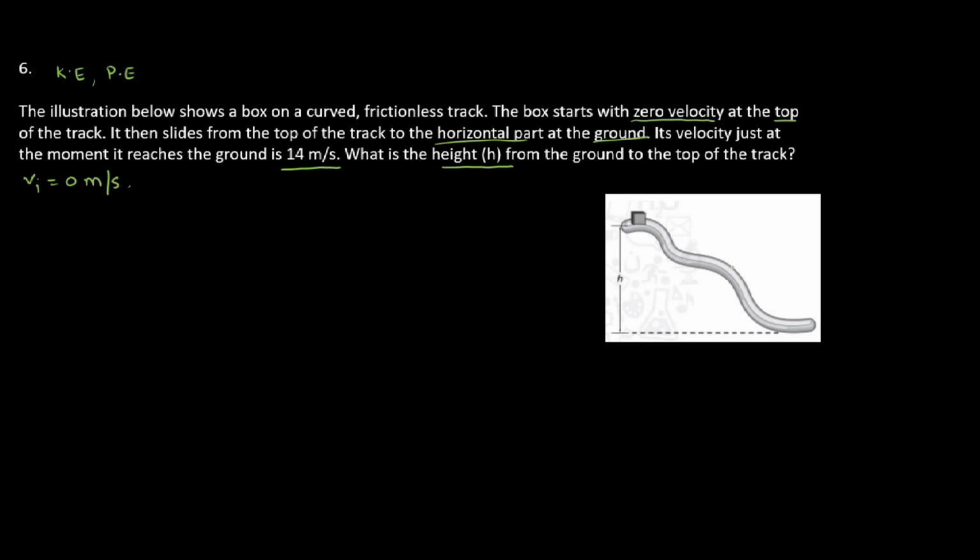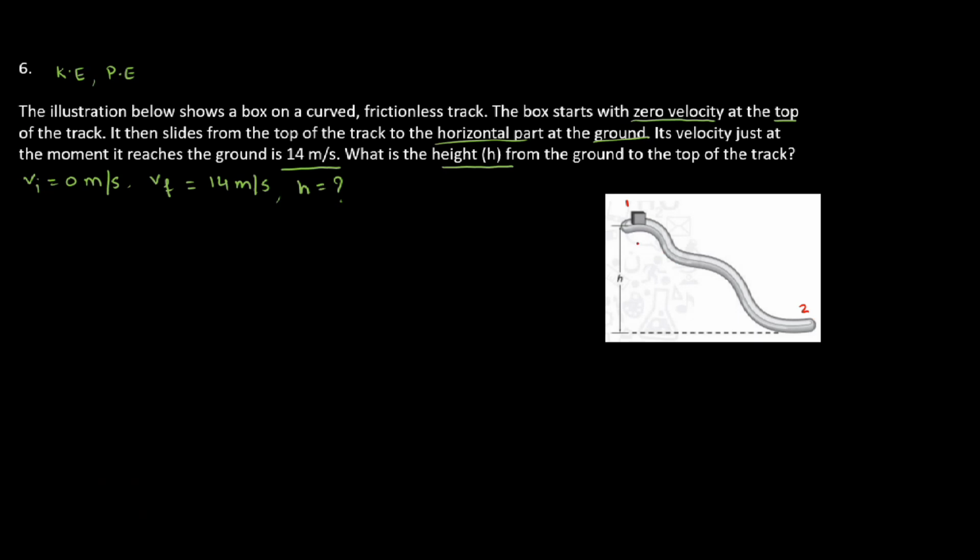The box slides down the track and reaches the bottom. Just as it reaches the bottom, its velocity, which I will call the final velocity, is 14 meters per second. They want us to find the height of the track. The law of conservation of energy says that if I have a system like the one described here, and I take any 2 points on my system, let me call this point 1, the top of the track, and the bottom I will call point 2.